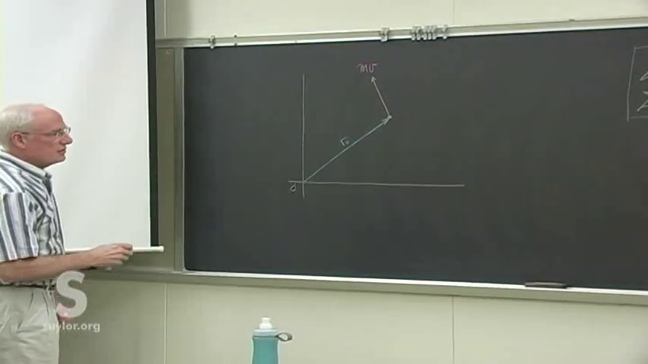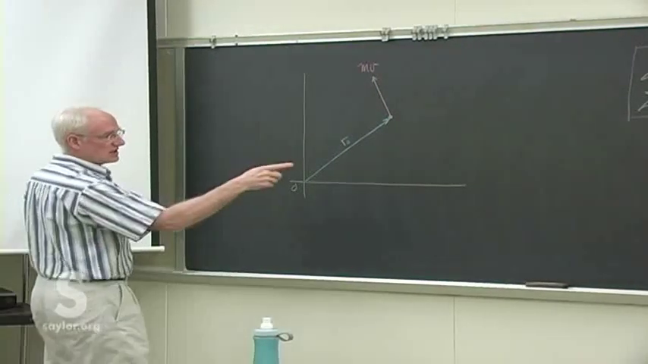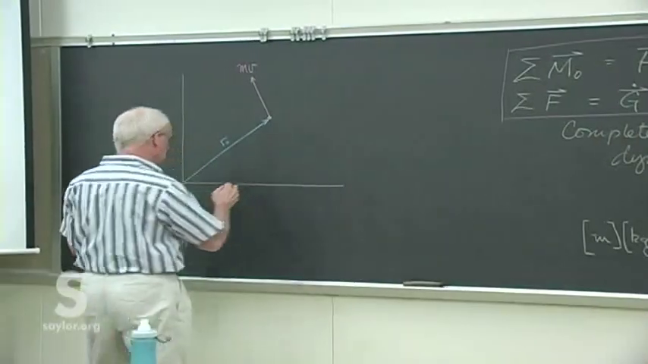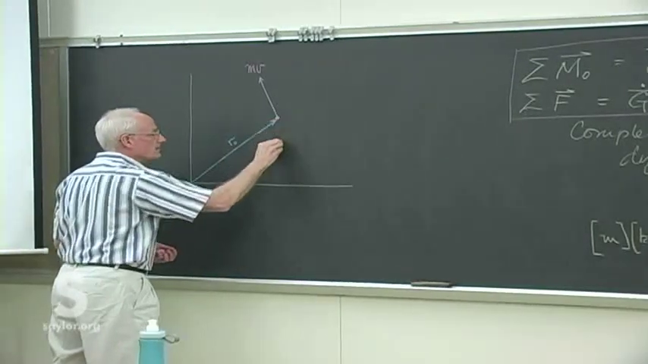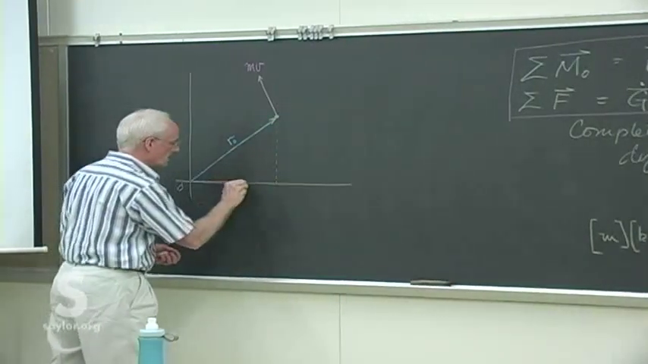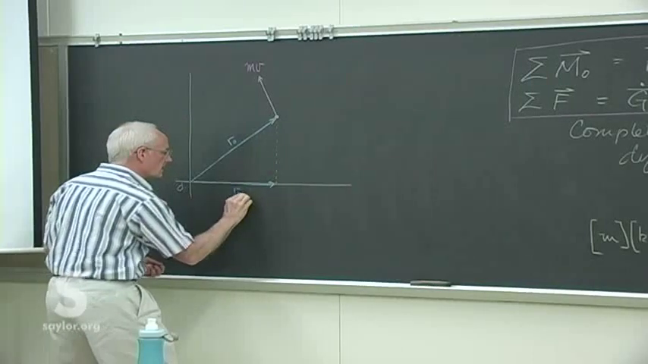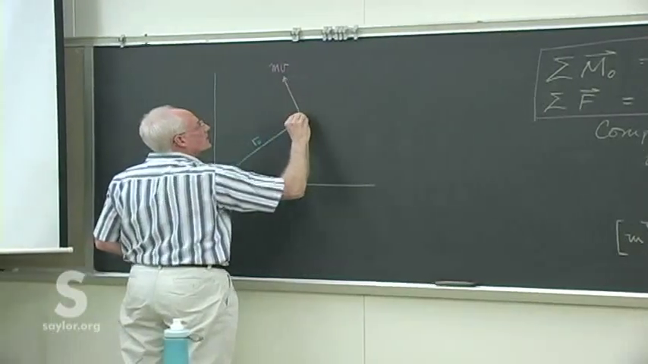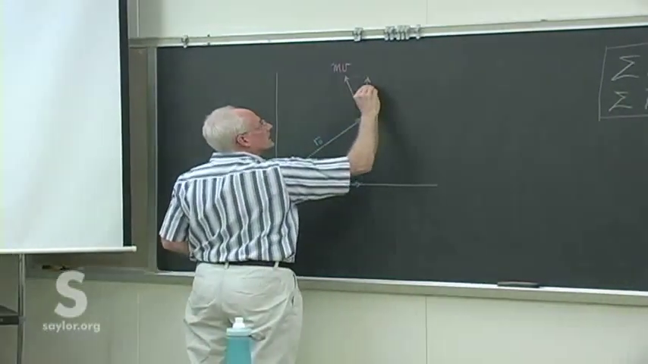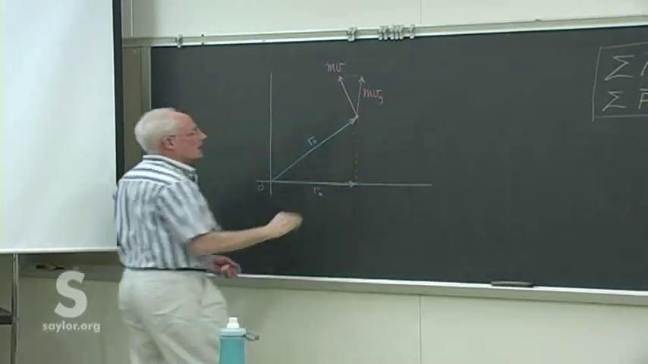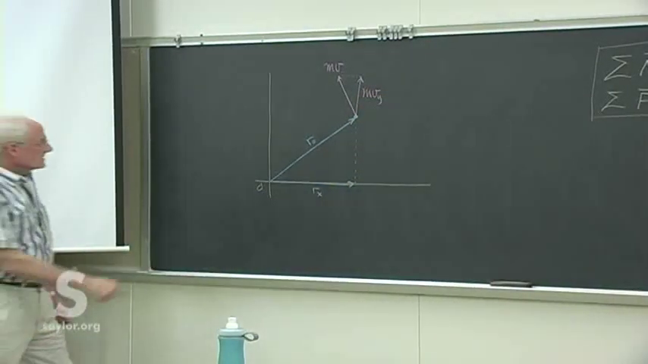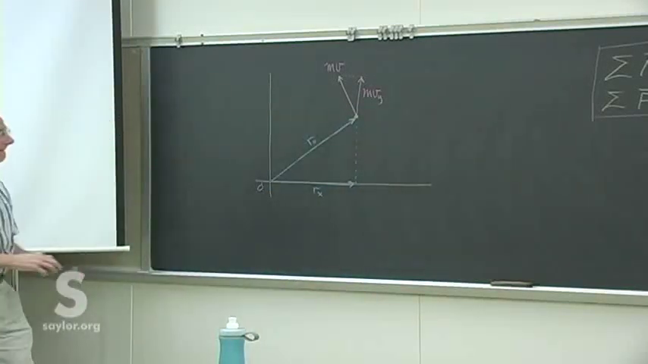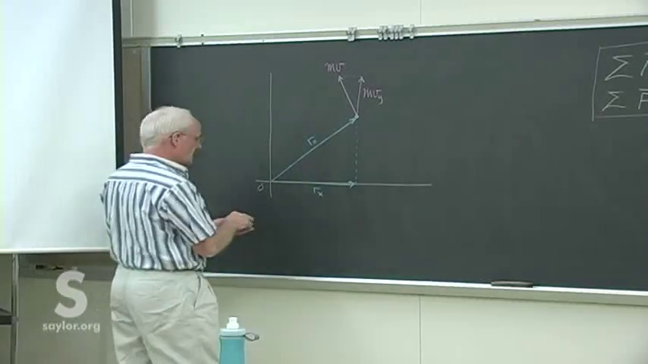If we look at what those two components are, the x component times the y component of the linear momentum. So the x component, there's Rx, times the y component of the momentum, there's mVy. So we get Rx times mVy. Let's see if we can figure out where the minus sign comes from.